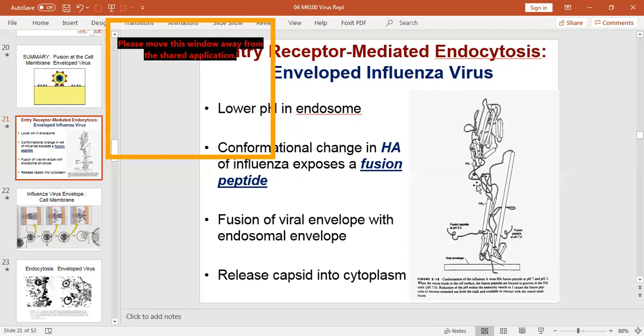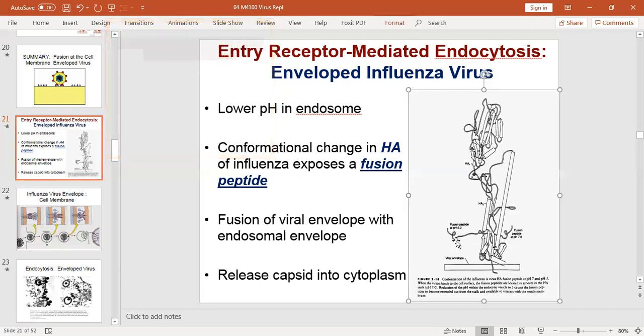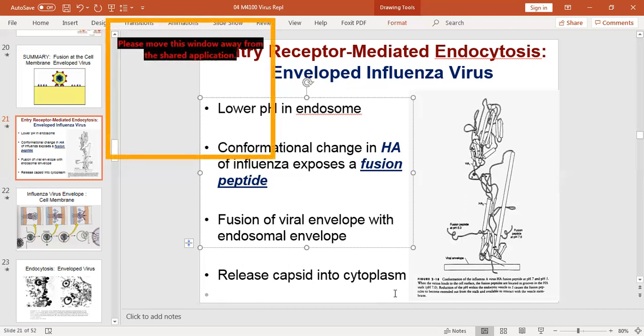Endosome has acidic pH, which results in a conformational change and exposure of a fusion peptide. Then there would be fusion of the viral envelope with the envelope of the endosome. The two membranes will fuse together. A pore is created through which viral capsid and nucleic acid will be released into the host cell cytoplasm.